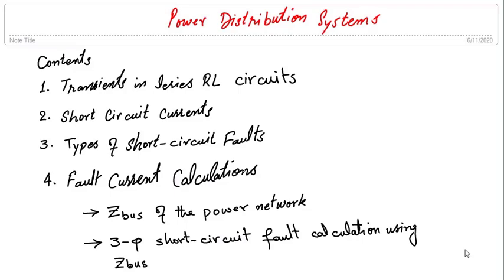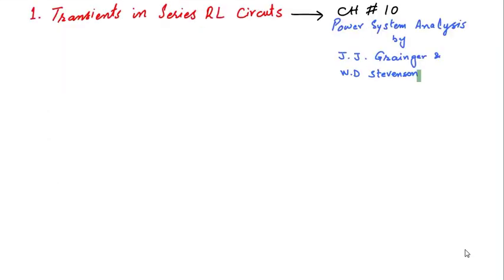If you have any question regarding the topic that we will discuss today, please note down your questions and ask during the live class session. So let's start. So first topic, transients in series RL circuit. So I will cover this topic from chapter number 10, Power System Analysis, by J.J. Granger and W.D. Stevenson. So this one is actually topic number 10.1 from that reference book.